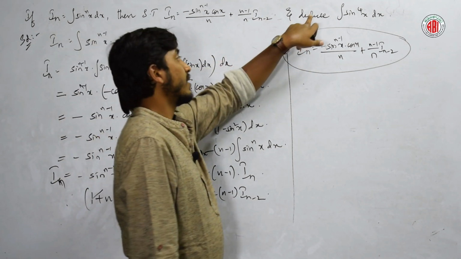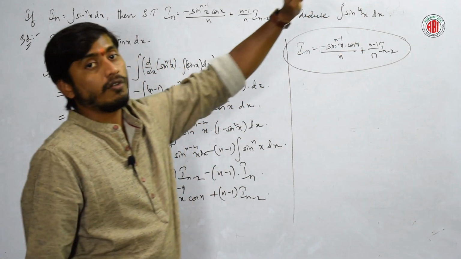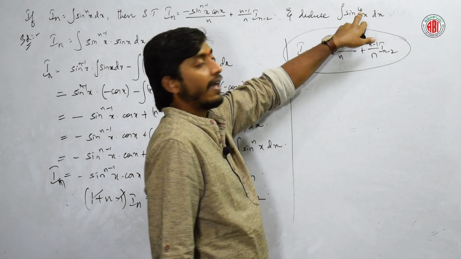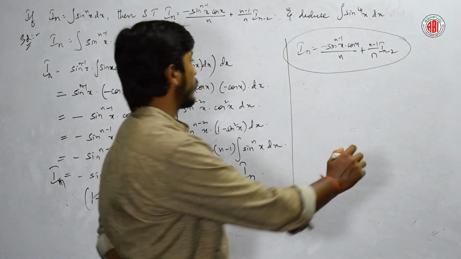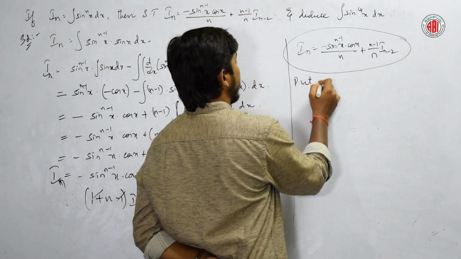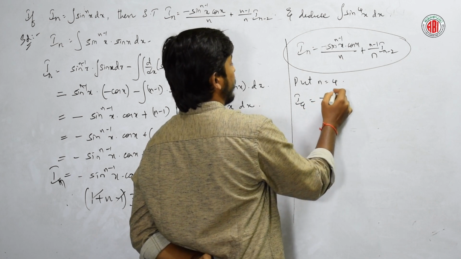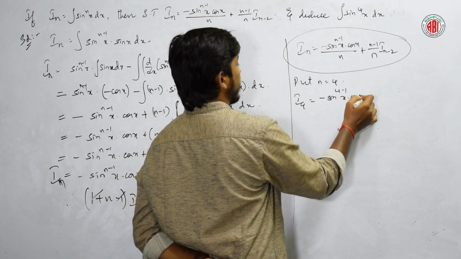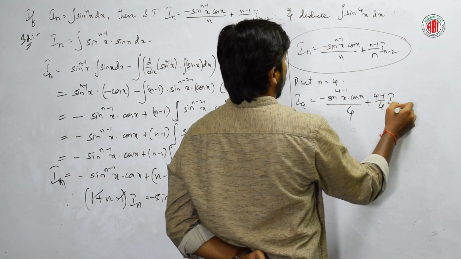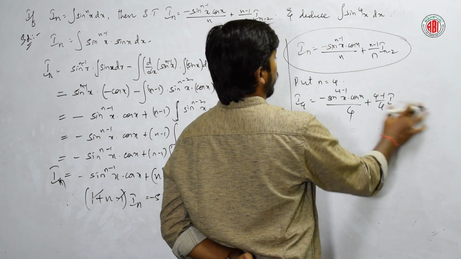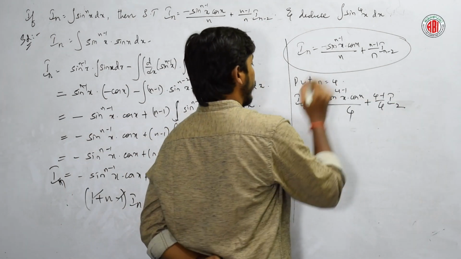So he is asking us to deduce this formula, that is integral sin power 4x dx. How do we do? Instead of n we have 4 here. So let us directly substitute 4 in this and find the value. So put n is equal to 4. So I4 is minus sin power 4 minus 1 x cos x by 4 plus 4 minus 1 by 4 I 4 minus 2, which is nothing but I2. Yes. So we have to find I2 now.